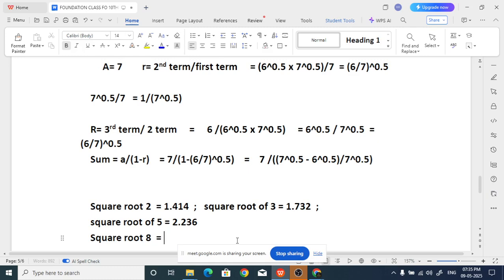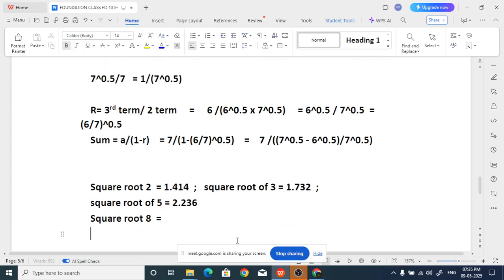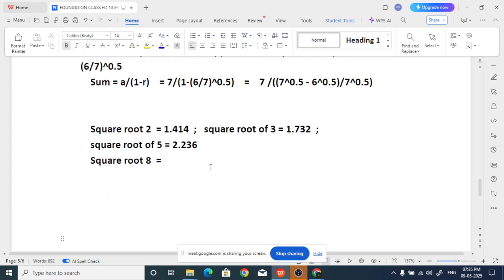I think you people are not very comfortable with this square root. 2.828. Yes, 2.828. That is, you are taking square root of 2, that is 1.414, and multiplying by 2, that is 2.828. What is square root of 9? 3, sir. It is 3.